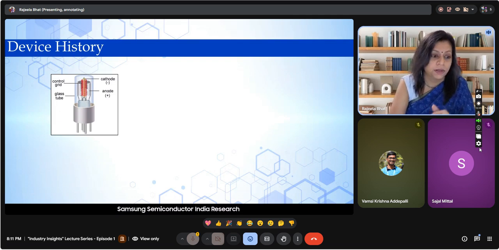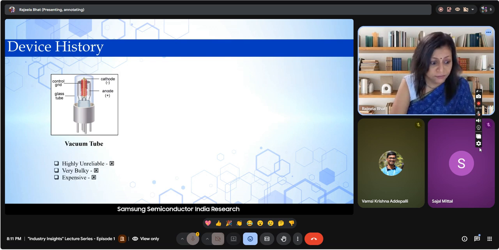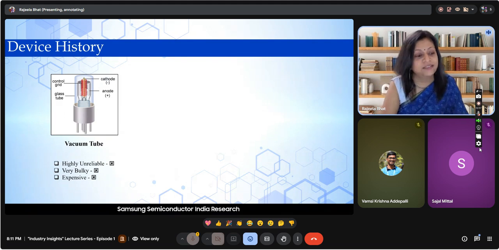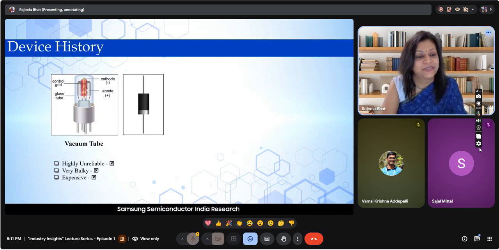But it had some drawbacks. It was highly unreliable, very bulky, and expensive. However, even in today's world, it is still used in musical instruments as a warmer. So there is a use of it, but we no longer use it as an electronic device. Okay.